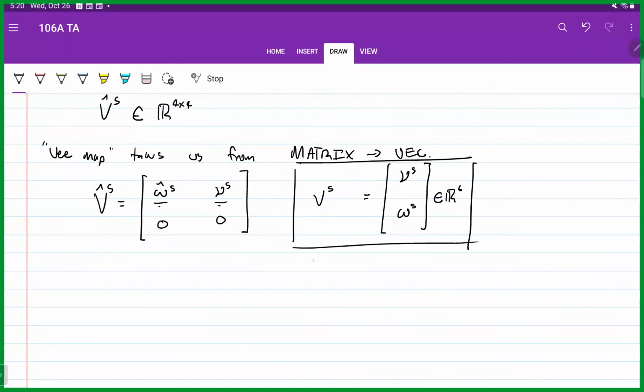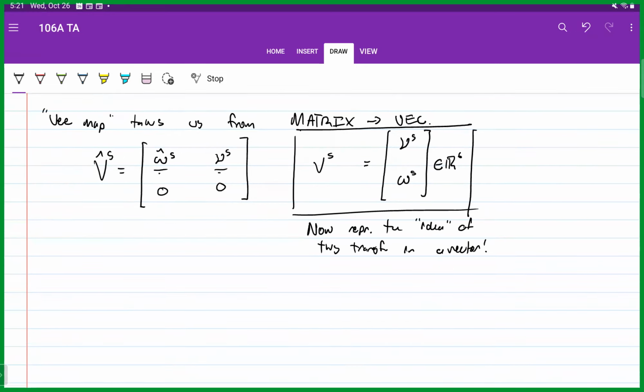We now just represent the idea of this transformation in a vector. So whenever you see one of these 6x1 vectors that's referring to a rigid body velocity, just remember it's not the actual physical velocity vector of your rigid body. It's just something that when we take its hat map, it gives us a transformation that helps us find the rigid body velocity. So when we take V_S hat, we get our transform.